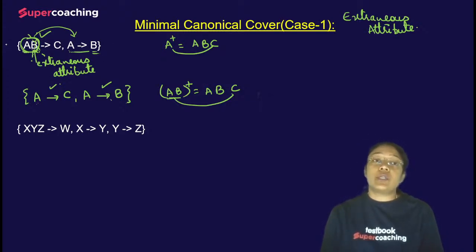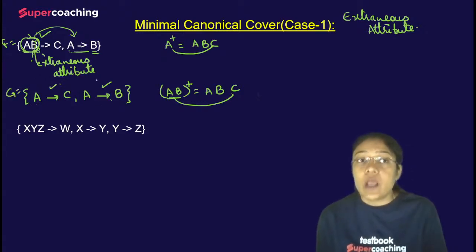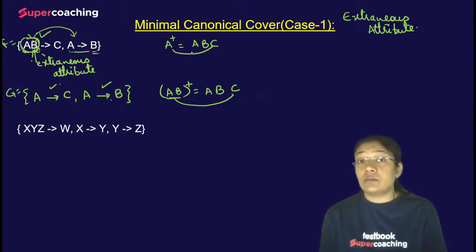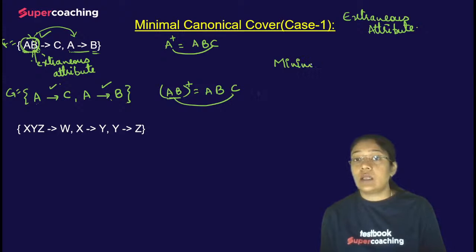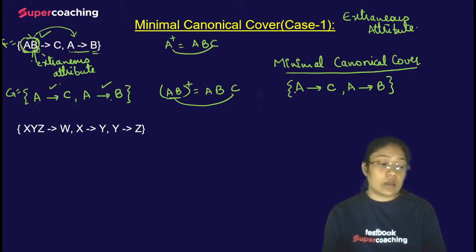Since F covers G, if this is set F and this is set G, if F covers G and G covers F, we can say that both the sets are equivalent. So here is the minimal canonical cover that we have got for the given set. In this case, we just had to remove the extraneous attribute and that was B. So the minimal canonical cover is A determines C and A determines B. This is the minimal canonical cover. Did you get some clarity?